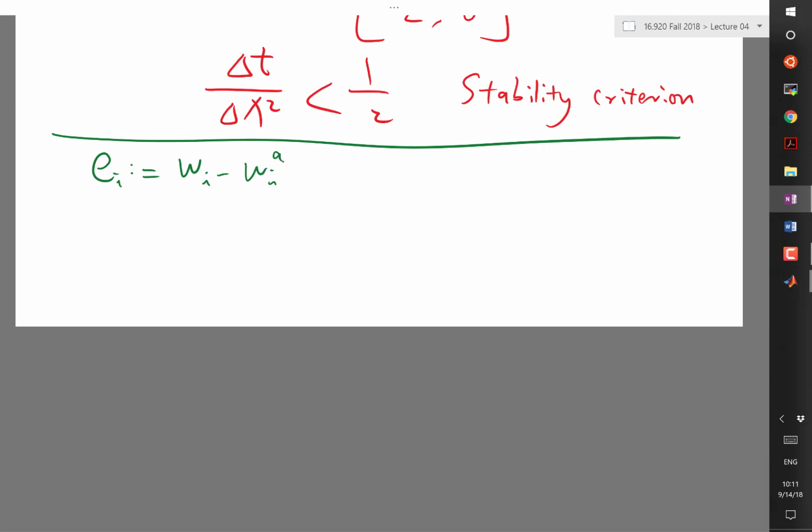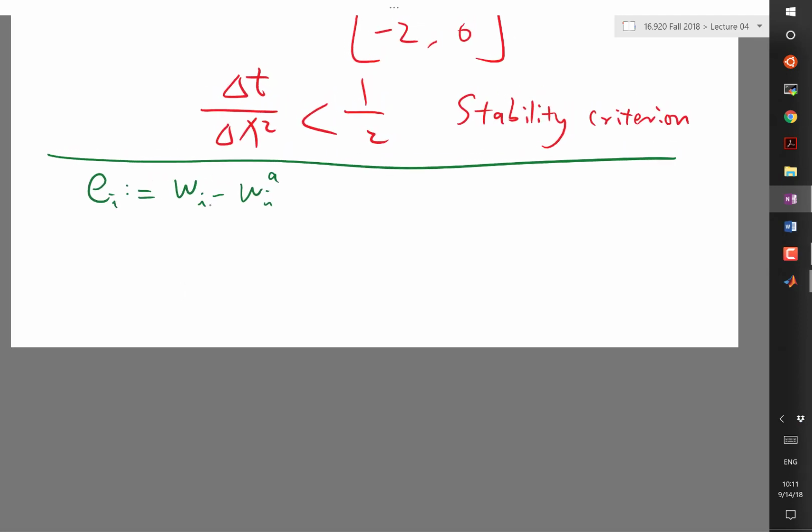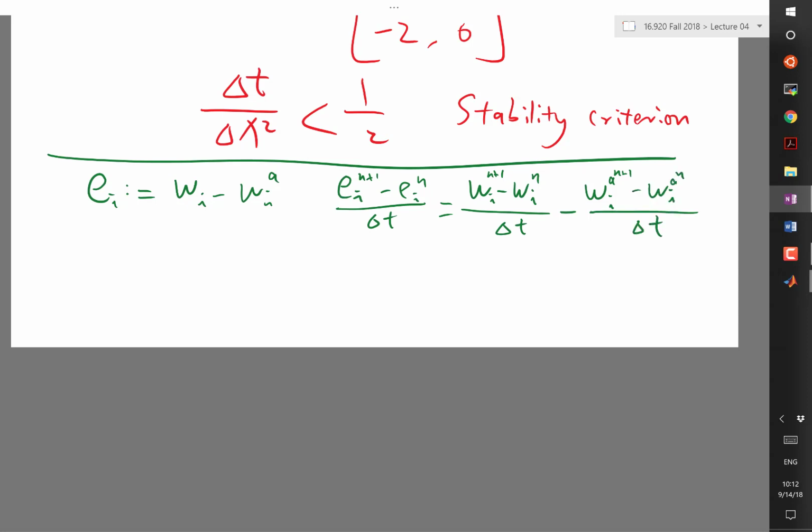Okay, and if you look at how the error evolves from one step to another step, what you get is the following. If you apply the discretization to Ei, what you get is not dEi/dt. What you get is Ei^(n+1) minus Ei^n divided by delta t is going to be equal to, of course, Wi minus Wi analytical between the two time steps, right?